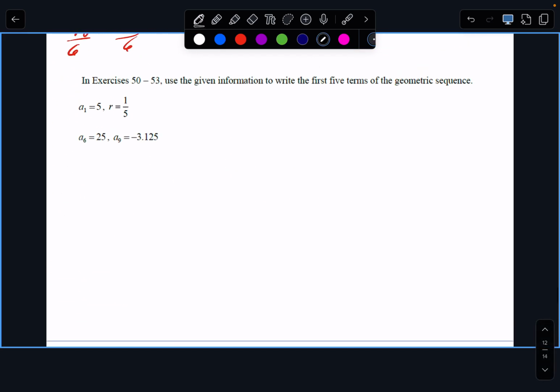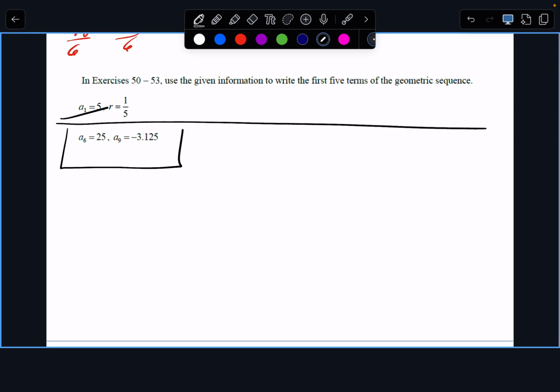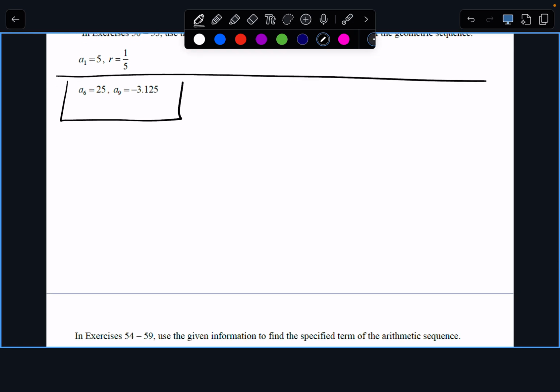Okay, moving on then. These are geometric. Let's do this one. Oh dear, this one definitely needs to be seen. We'll skip this one. That one's easy. Look, they give you a sub 1 and 1/5 is r. So won't the first 5 terms just be times by a fifth, times by a fifth, times by a fifth? So I'm going to skip that one. This one's trickier. I would definitely watch this one.